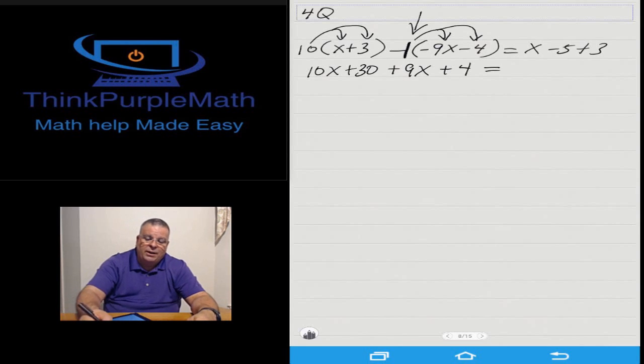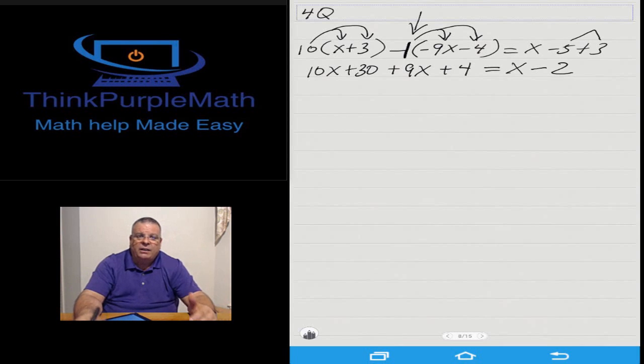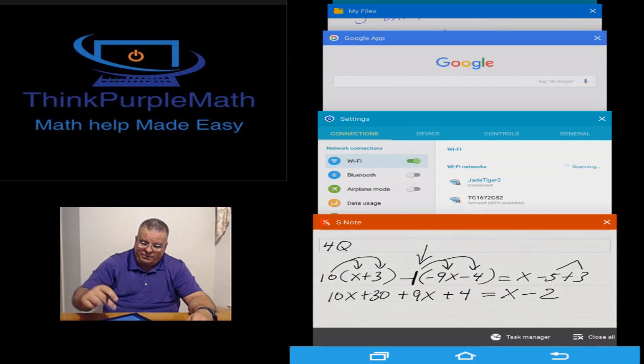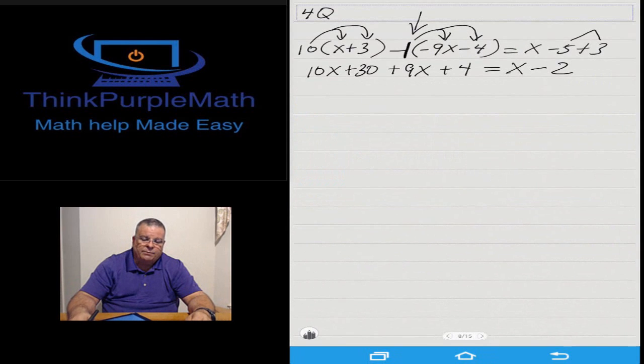In the right hand side, we can actually combine the negative 5 and the positive 3, and we're going to call it x minus 2. So we've done a little simplification, not much, but we're going to keep going through.